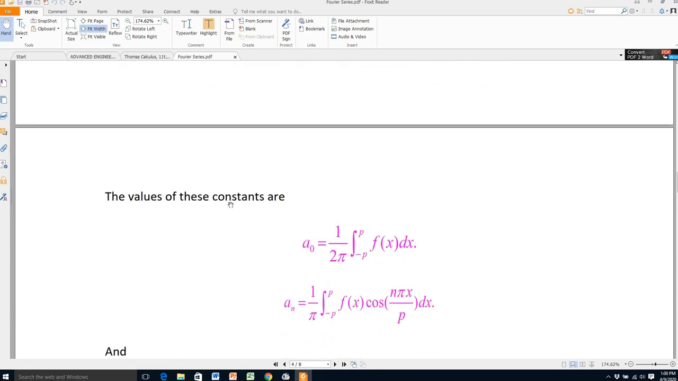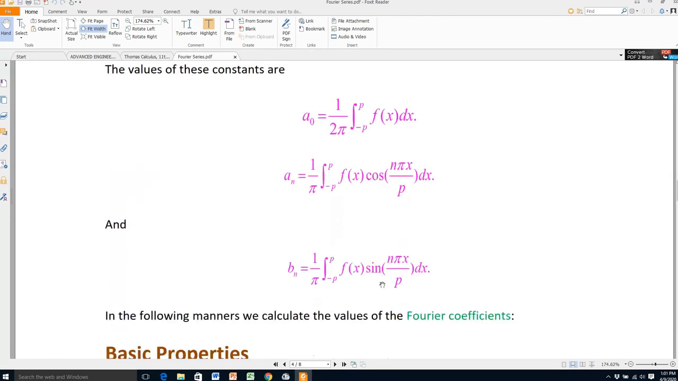Now I am writing the values of these Fourier coefficients here as constants. The values of these constants of the Fourier series are a0 is equal to 1 over 2p, integral from minus p to p of f of x dx; an is 1 over p, integral from minus p to p of f of x cos n pi x over p dx; and the last one, bn, is 1 over p, integral from minus p to p of f of x sin n pi x over p dx.